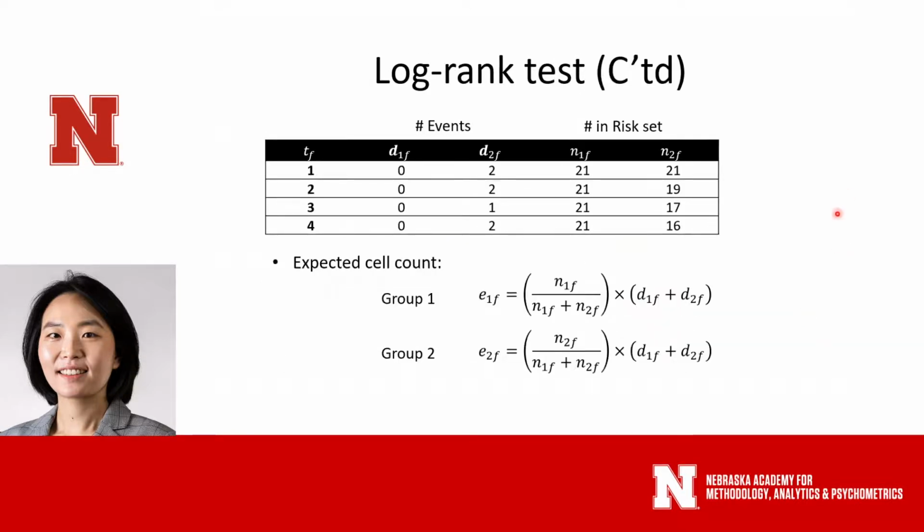Because we are going to hand calculate this, the data set is arranged this way. We have the number of people who experienced events per each group, and the number of people who are at risk per each group by time. And this is how you calculate expected cell counts per group.